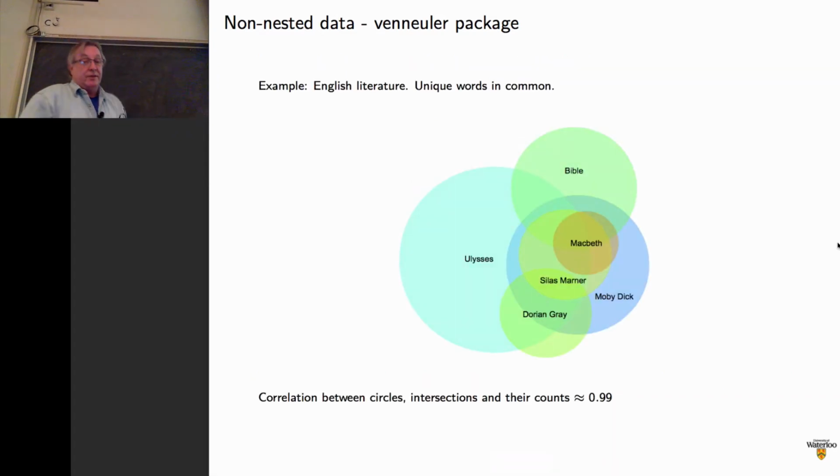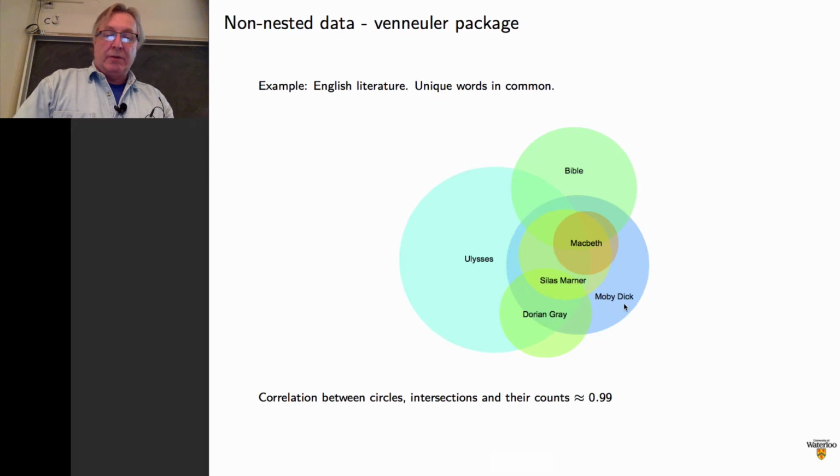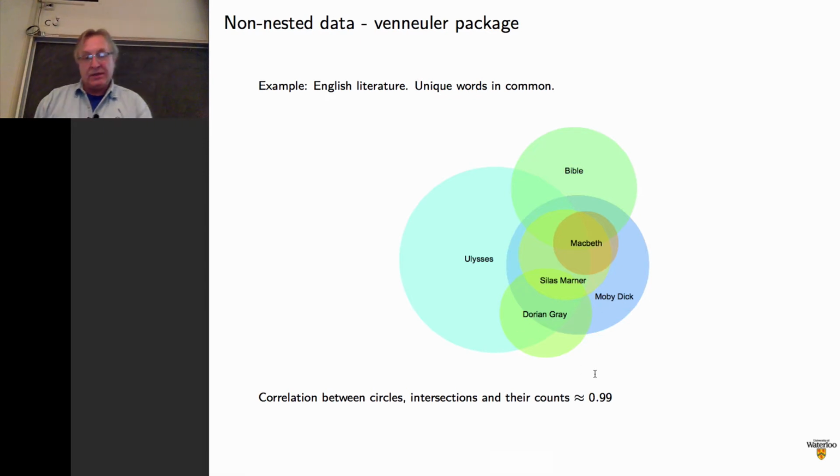Here's another example. You can look at, for example, English literature. These are unique words in common. So there's a number of unique words in each one of these things. So you've got the Bible, Ulysses, Macbeth, Silas Marner, Moby Dick, and Dorian Gray, some famous novels, a famous play, and a famous book, the Bible. And the idea is, can we get an arrangement so that the number of words they have in common corresponds relative to the area. So clearly here, Ulysses has a ton of unique words that are not appearing in these other things. There are a lot of different words in Ulysses.